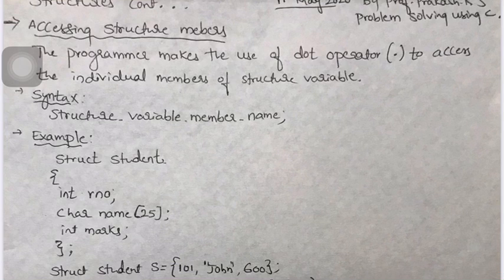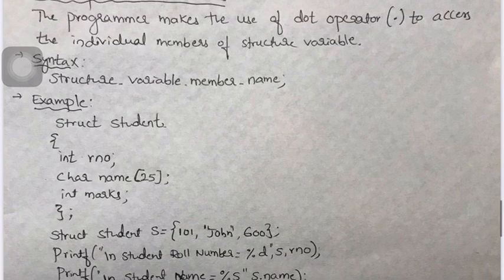Here the syntax for this is: structure variable dot member name. Structure variable, that is, in the previous example you have seen, s dot, s is the structure variable, and member name, that is the roll number, the name, the marks, anything like that. That is a member name. So we will see an example here.